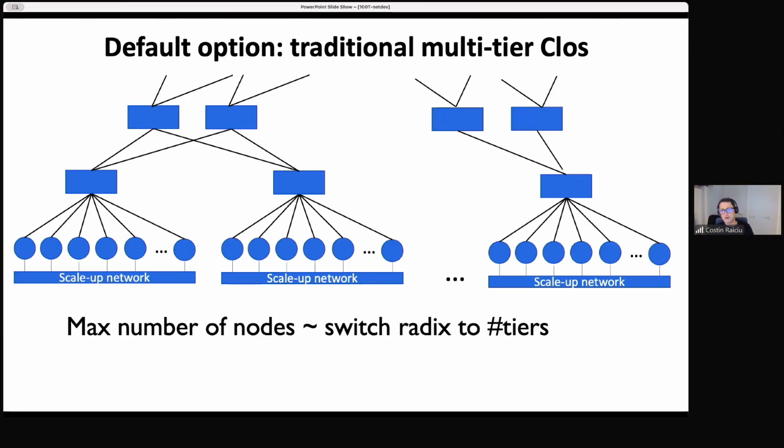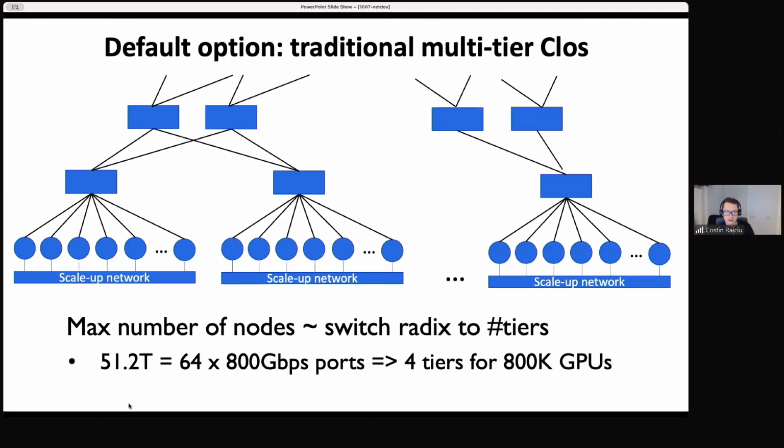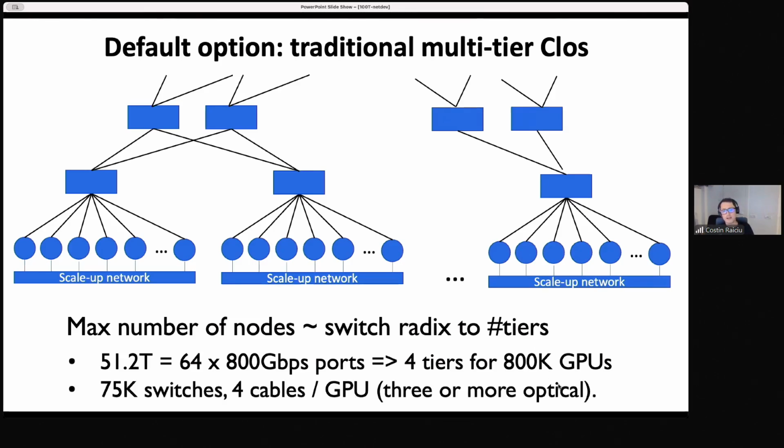Basically, the maximum number of nodes you support in a flow is related to the switch radix and the number of tiers you have. The largest switch we have in production today is a 51T switch, which can be configured as 64 ports times 800. This means you need 4 tiers to connect 800K GPUs, which is our target. If you do the math, this is crazy expensive. Even just the cables themselves cost billions, because the cables are very expensive. They have these transceivers, and each transceiver costs hundreds of dollars. So you end up paying a lot. Remember this number, 70K switches. This is a lot.